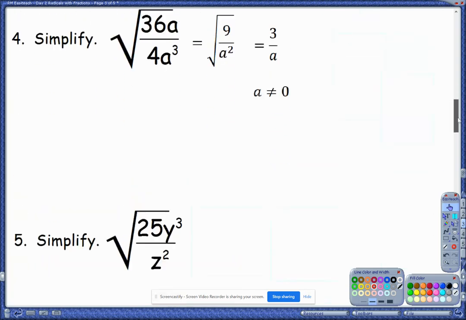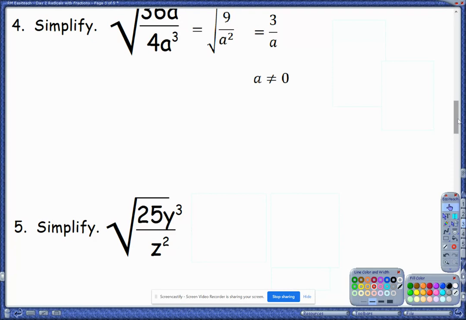All right, here's another one, the last one for this set. Here we have 25, which is a perfect square, y cubed that can be broken up into a perfect square, and z squared, which is a perfect square. So you take out the 5 and then see what you can do with the variables. The y squared in the numerator is a perfect square and z squared is also a perfect square. So they come out like so, and you're left with a radical y in the numerator. And here of course we want to specify that z cannot equal 0.